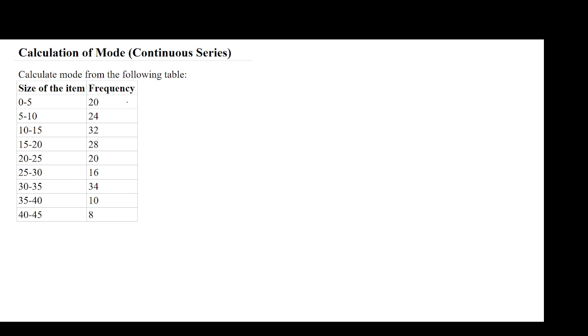In today's video, I am going to explain the calculation of mode for continuous series, that is case number 3. Now here let us observe the given example. Calculate mode from the following table. So they have given size of the item as well as frequency. So this is class interval which is ranging from 0 to 5, 5 to 10 and so on till 40 to 45. And the frequency values are also given. From this we have to calculate mode. So by observation this is very clear that this is case number 3 because class interval and frequencies are given.